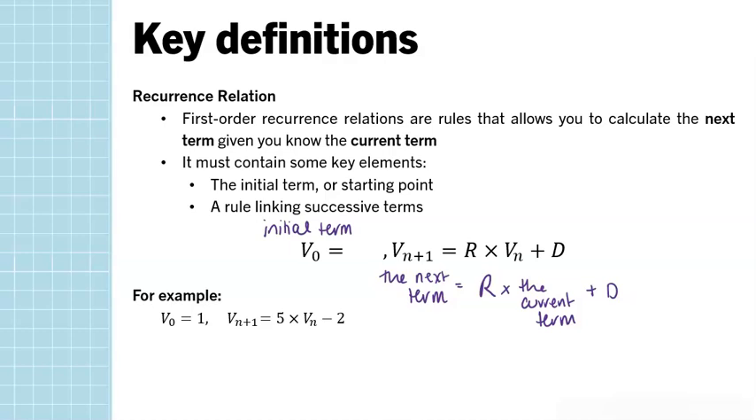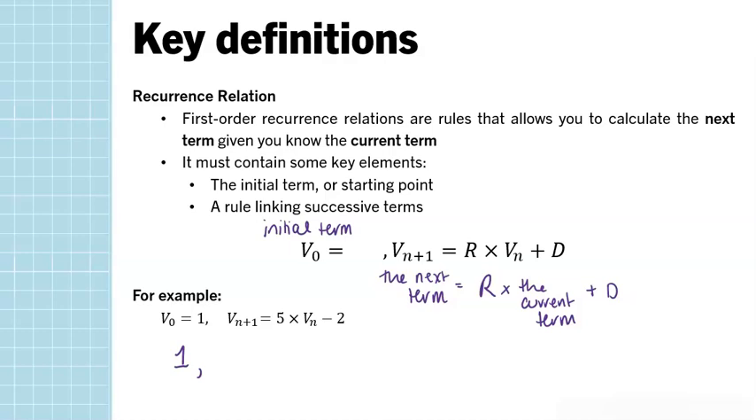Using that idea of reading our rule in words, if we look at the example here, I have V0 equals 1, where V(n+1) equals 5 times Vn minus 2. In words, the initial term or starting point is 1, so that would be the first value I write down if I had to generate the sequence. The next term is equal to 5 times the current term minus 2.